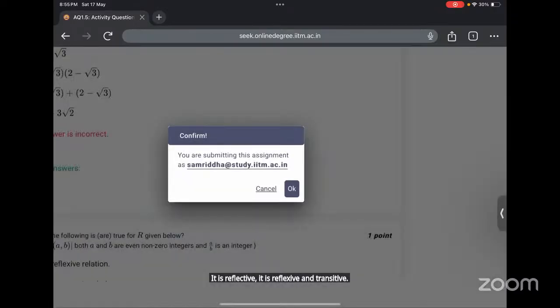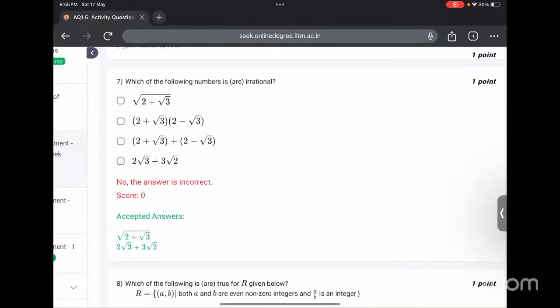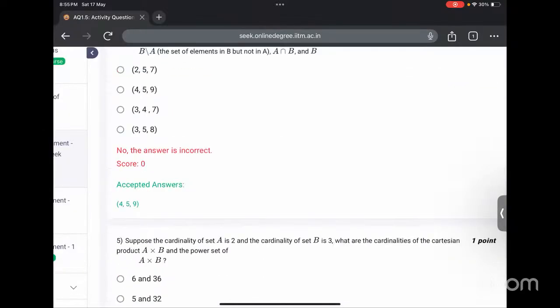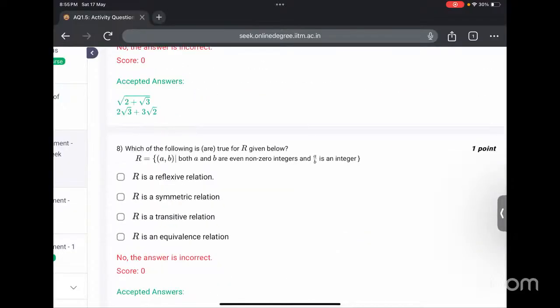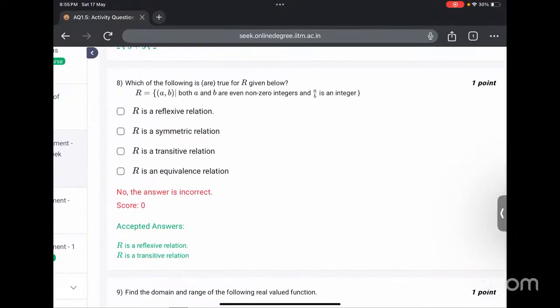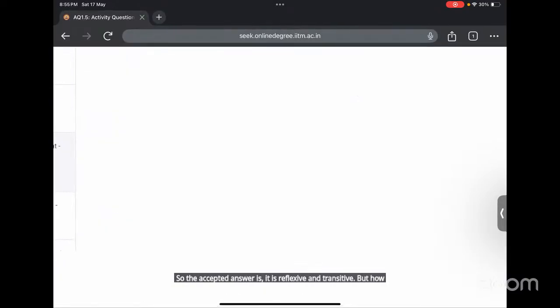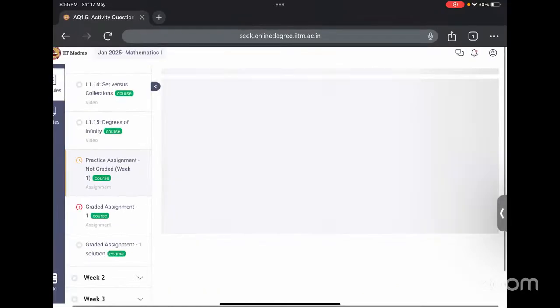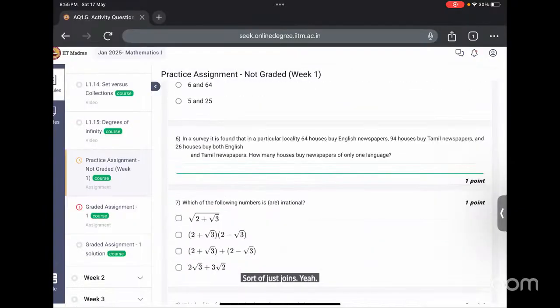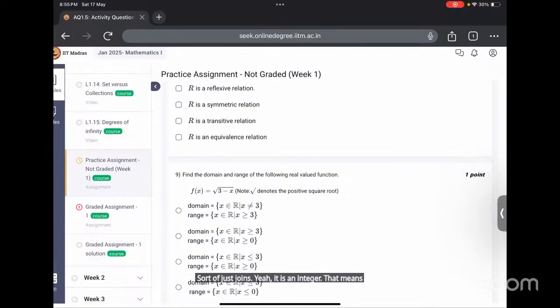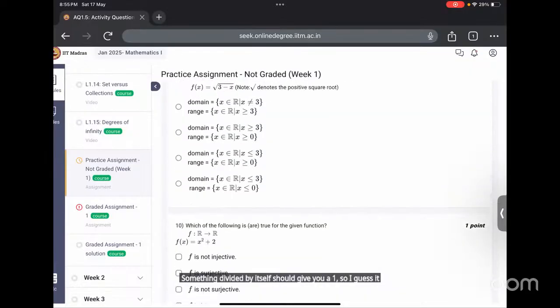Transitive only. Okay, so the accepted answer is it is reflexive and transitive. But how? Yes, ma'am, it is transitive. Something divided by itself should give you a 1. So I guess it is an integer. That means for any number A, A by A will be an integer.